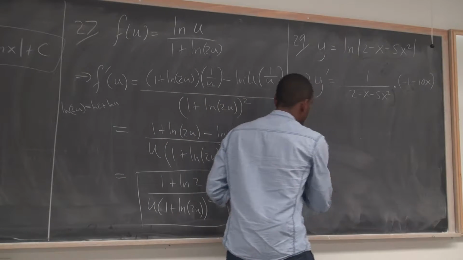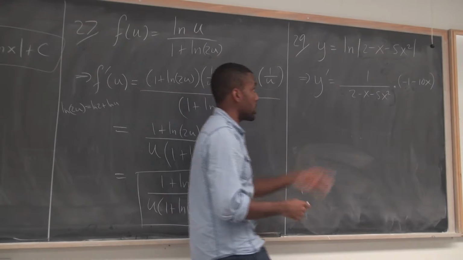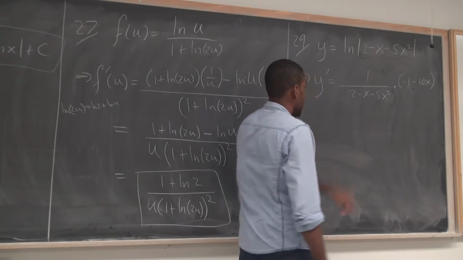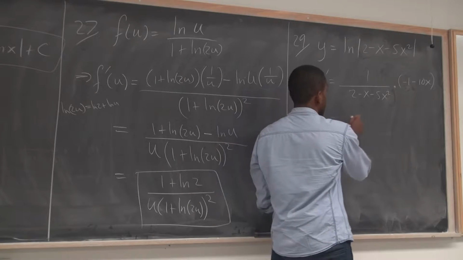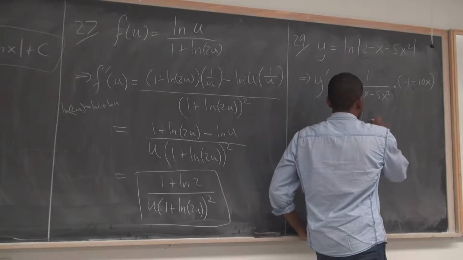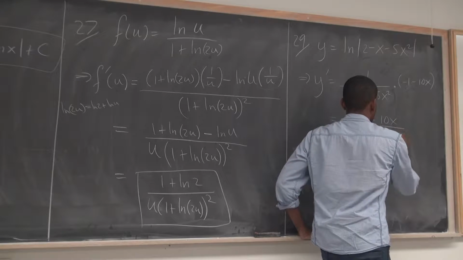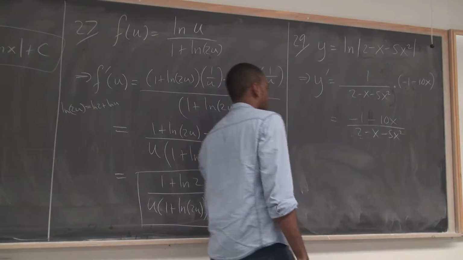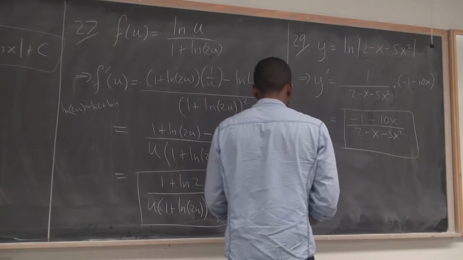But still, whenever you see absolute value, that's something you have to consider. There's always the sign change of when this thing switches signs, so you have to consider it. But it actually doesn't make a difference here. So it's just minus 1 minus 10x over 2 minus x minus 5x squared. Other questions?